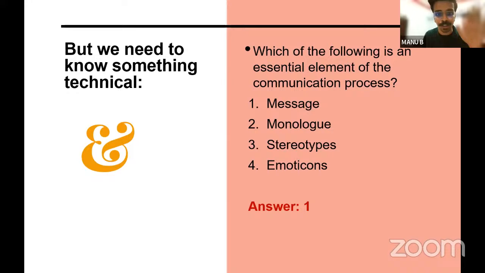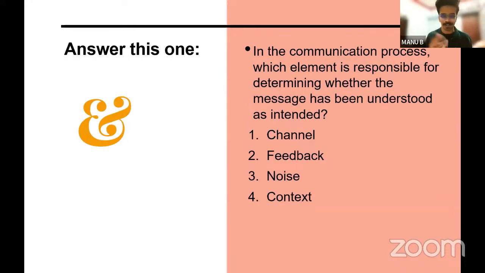Okay, here we go. This is the third question. In a communication process, which element is responsible for determining whether the message has been understood as intended? So which is that? Whether the message has been understood as intended, how could we analyze that?